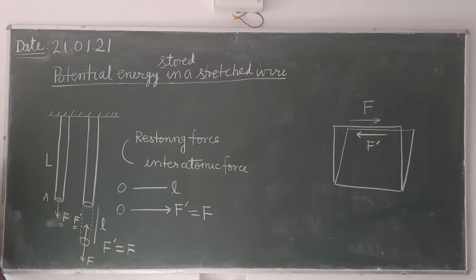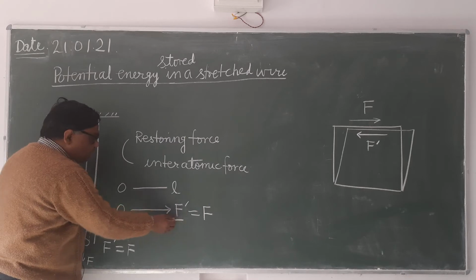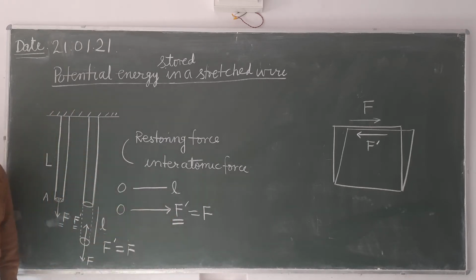Now see here, when the work is done, against which force is the work done? Here in stretching it, we are doing work against F dash, because F dash is the one opposing. If F dash did not oppose, then there would be no work done. But since this F dash opposes the elongation, work is done against the restoring force, and this restoring force is variable in nature. It is not of constant magnitude.